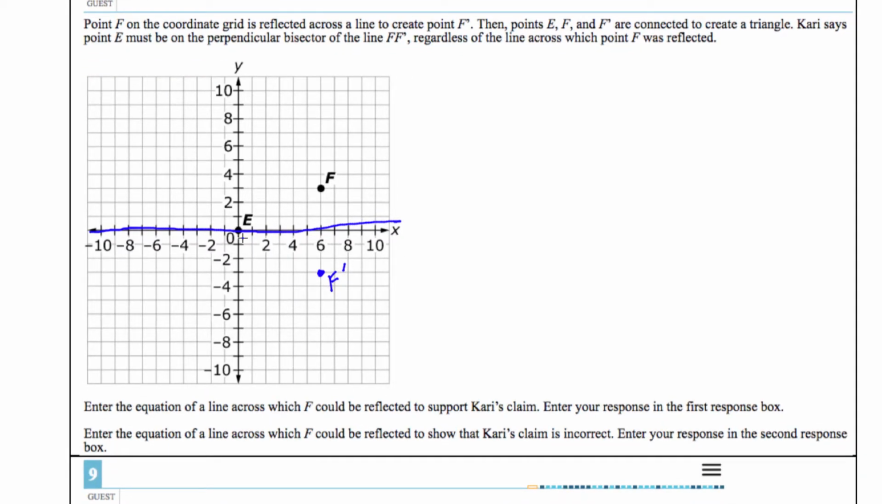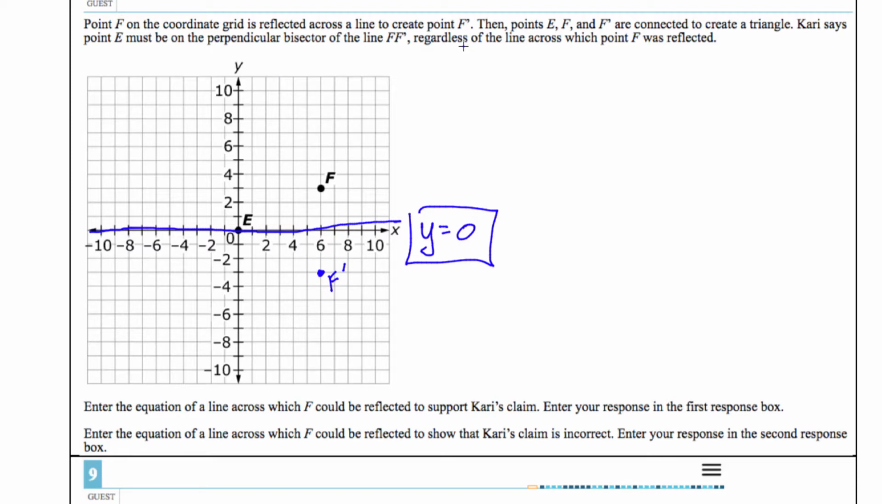The equation of this line, a review from Algebra 1: if it goes through the y-axis once, then it's y equals whatever the y-coordinate is that you pass through once. I pass through the y-coordinate of 0. The equation y equals 0 is perfect. There's a bunch of different equations I could have used. I could have used x equals 0. Yeah, anyway. Enter the equation of a line across which F could be reflected to show that Carrie's claim is incorrect. Okay, so anything that doesn't touch E and you're good.